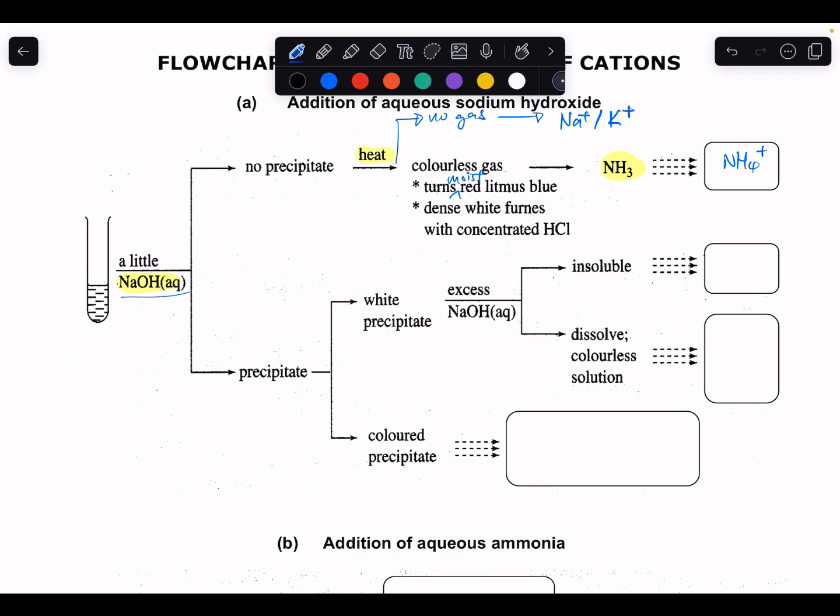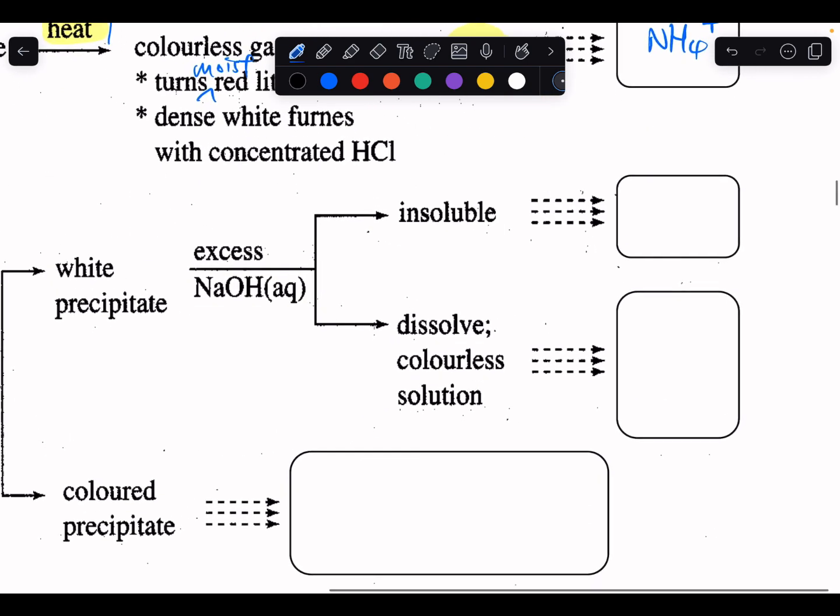Now, if it forms a precipitate, there's generally two categories, white color and colored. So how do we write this? If it is an insoluble precipitate, this is your calcium 2 plus. If it dissolves to give a colorless solution, that is zinc, as well as your aluminium or lead, depending on your syllabus. Okay, so this is the old syllabus. If you do TYS, you will see questions involving lead 2 plus. This is the new syllabus.